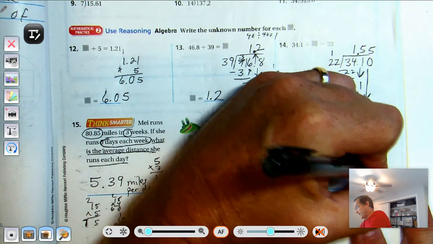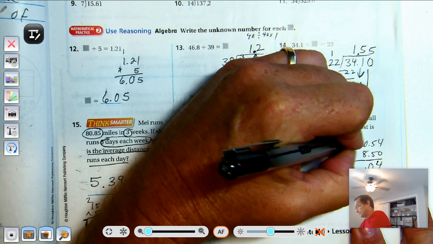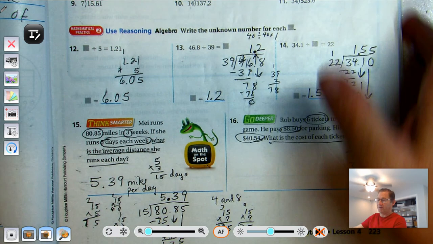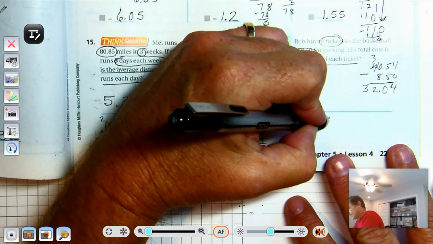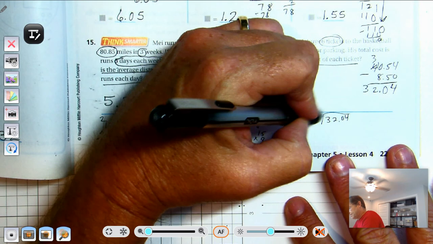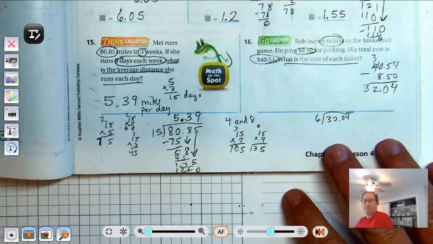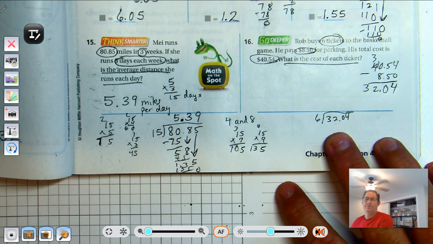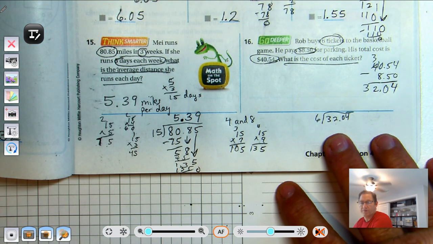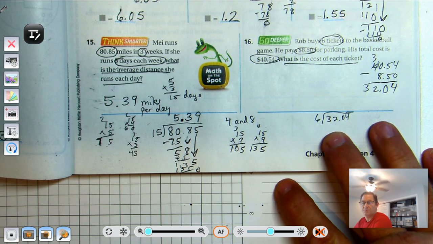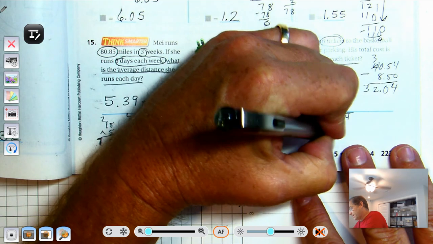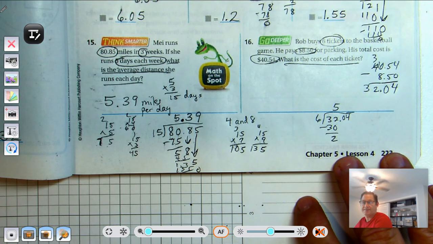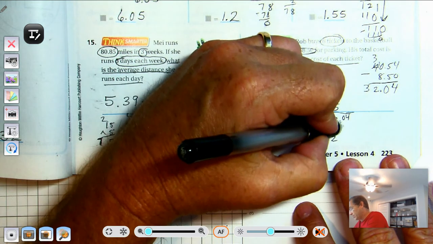All right, so he spent $32.04 on the tickets. And he bought 6 tickets. All right. So I can't share 3 with 6 groups. So let's do 32 divided by 6. That would be 5. Subtract, we get 2. 2 is less than the divisor, 6. Let's bring down the 0.